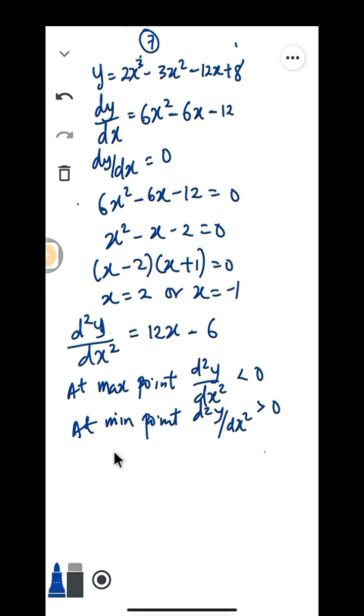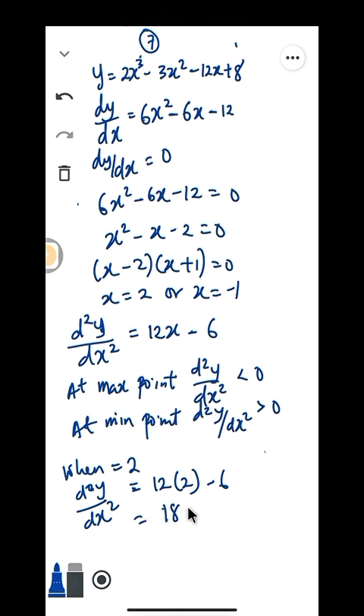A maximum point. All right, so we can say that when x is equal to 2 for the first case, that means the second derivative d²y/dx² will be equal to what? 12 into 2. Remember, whenever I see x, you put 2, minus 6. Also, 12 times 2 is 24, which is 24 minus 6 is what? 18, and we know that 18 is greater than 0. So we have a minimum point here at x equal to 2. Okay, so we'll also check for the next one.